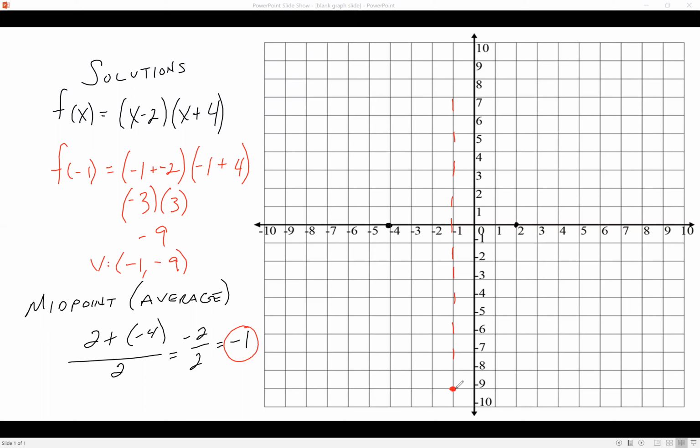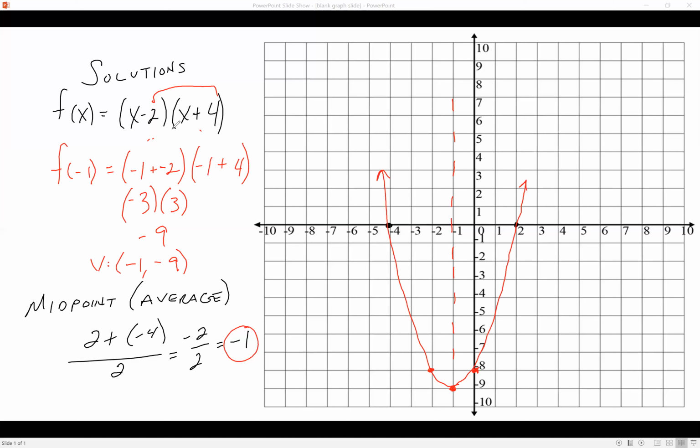But here's the good news. I already know 2 other points, right? I know my 2 solutions that I found out from the very beginning. Also, if I multiply those together, I get negative 8. So I know another 2 points because of symmetry, right? So now I can draw from my vertex up through that one and up through that one. Okay, so I can use my 2 numbers here to find the vertex to graph the problem.